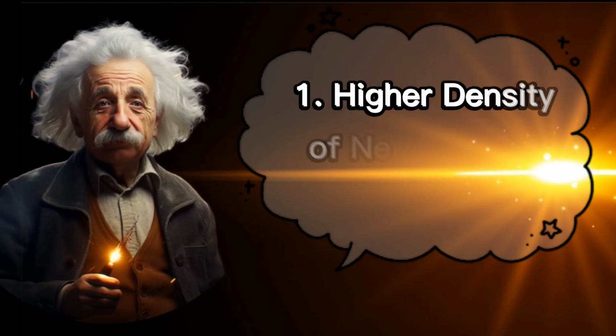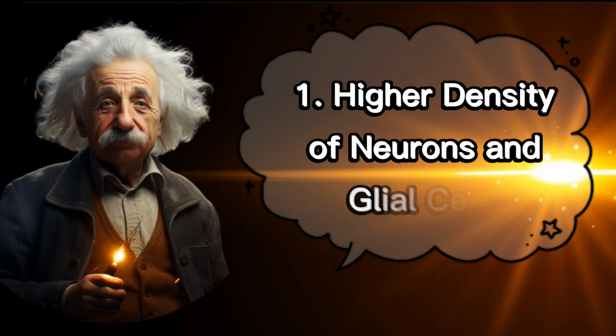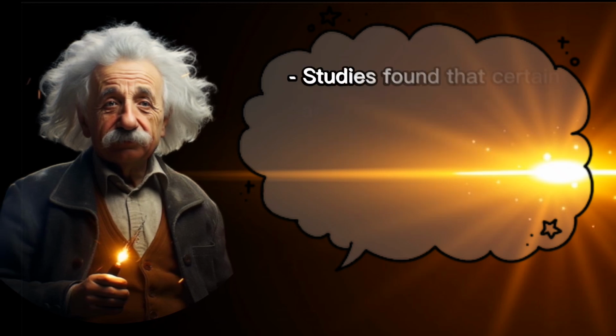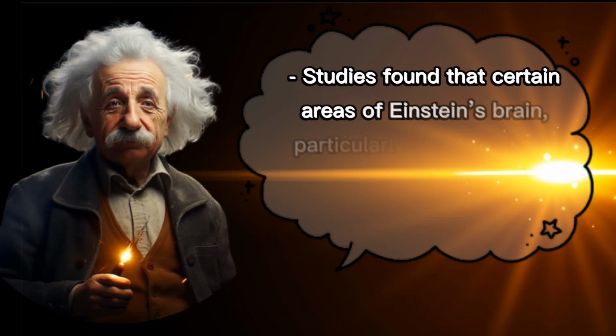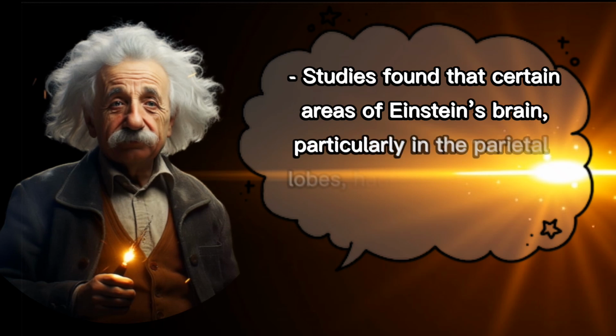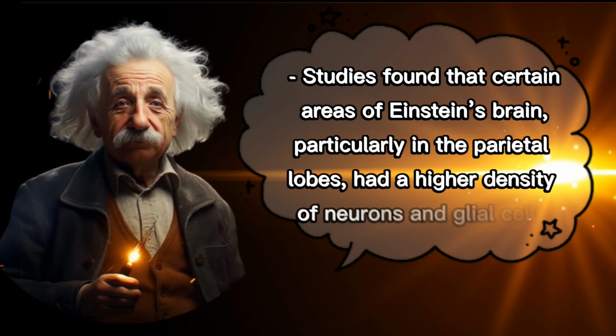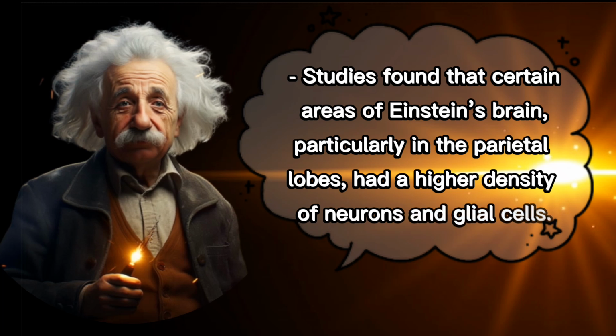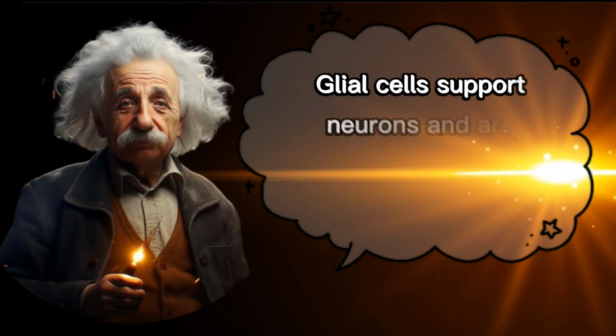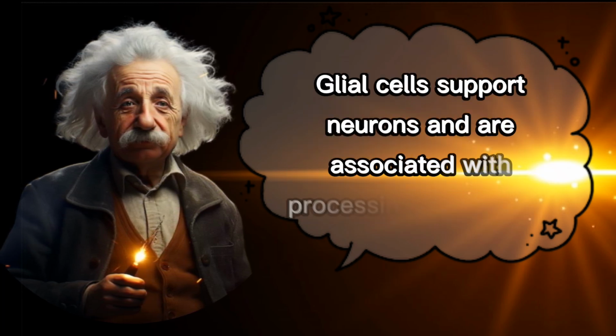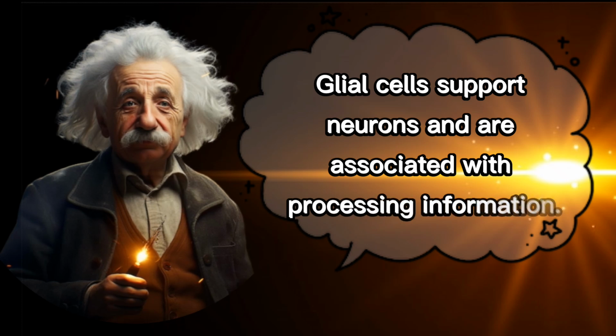1. Higher density of neurons and glial cells. Studies found that certain areas of Einstein's brain, particularly in the parietal lobes, had a higher density of neurons and glial cells. Glial cells support neurons and are associated with processing information.